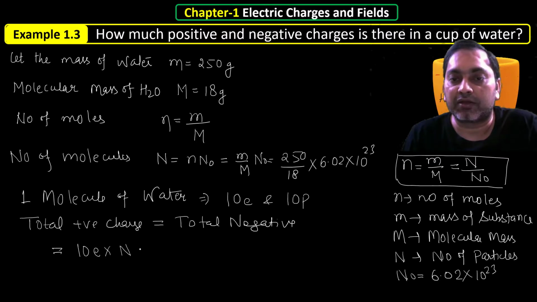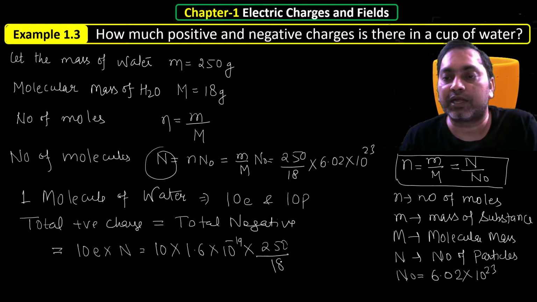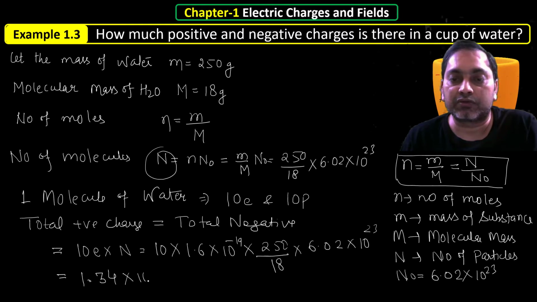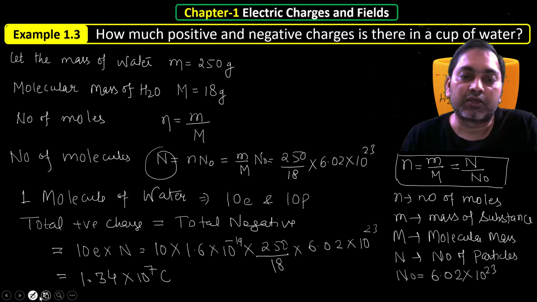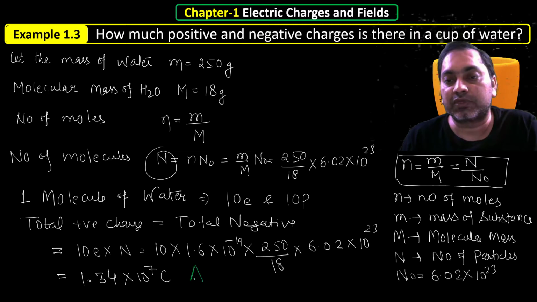The number of molecules is n. So here we will substitute the value of n: that becomes 10, and the charge on an electron is 1.6 into 10 raised to the power minus 19 coulomb, and n we have already calculated, that is 250 divided by 18 into 6.02 into 10 raised to the power 23. When you calculate all these, you will get the value as 1.34 into 10 raised to the power 7 coulomb. So this is the answer and explanation of this question.